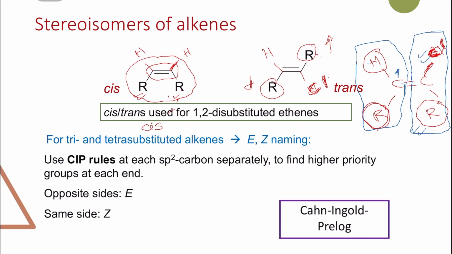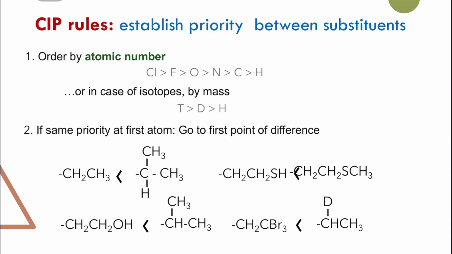Let's look at these rules in order to know how to assign the priority for the different groups. The first thing I will look at is to order them by atomic number. If you have two substituents, one is chlorine and one is carbon, like a methyl group, then I will give the chlorine priority over the carbon, because the priority depends on the atomic number. Chlorine has priority over fluorine, which is higher in atomic number than oxygen, which is higher than nitrogen, which is higher than carbon, and carbon is higher than hydrogen. So the first thing is to order them by atomic number.